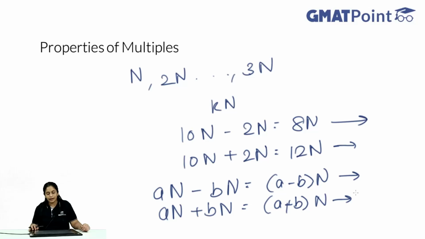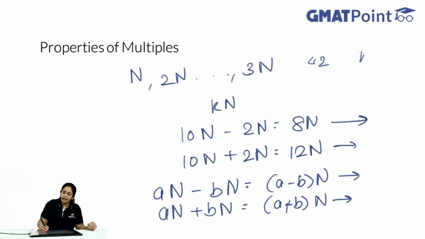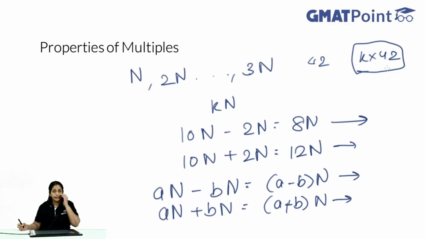Also remember that if n is an integer, then any multiple of n will also be an integer. So if you start with 42 and you have k times 42, where k is an integer, this will also be an integer always. All multiples of an integer will be an integer. So these are the basic properties of factors and multiples.